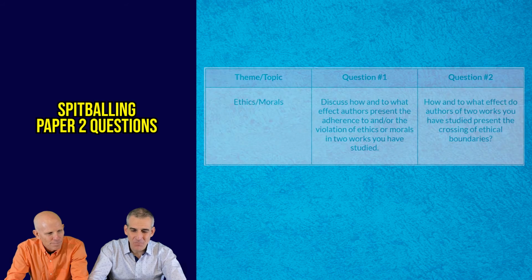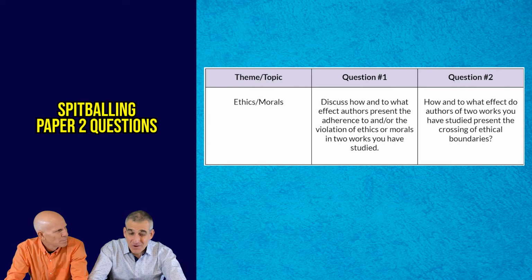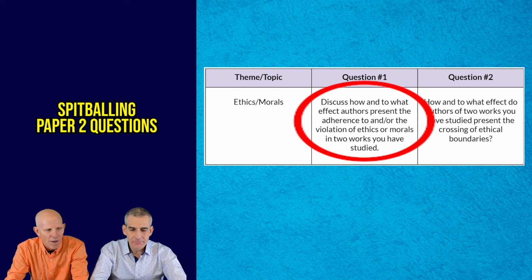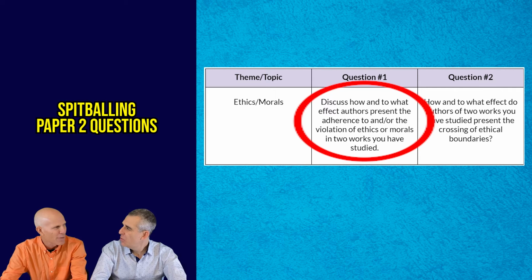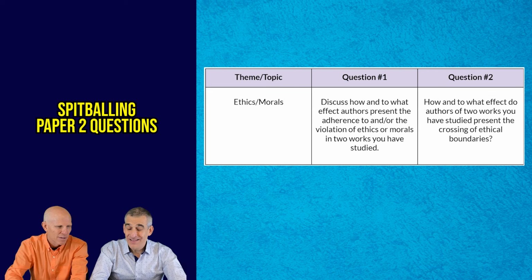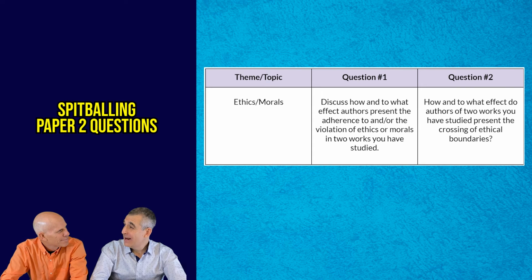Can we move down to ethics and morals? Something that obviously we talk about in TOK, we talk about in all the texts we look at. Ethics and morals, what did you spitball there? Yeah, we can discuss how and to what effect authors present the adherence to and/or the violation of ethics. So we're thinking about how we stick with our ethics or we violate our ethics. Wow, I can think of that pairing up nicely with a lot of the texts we do.